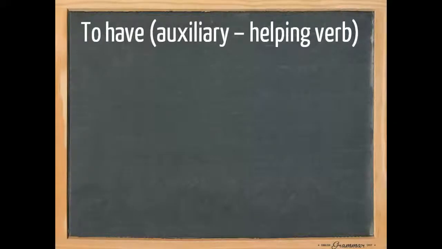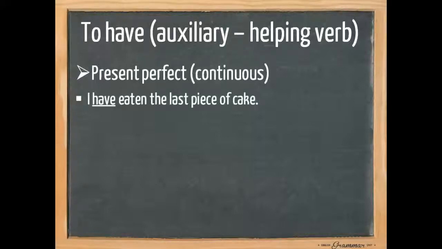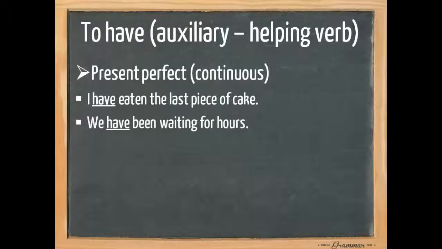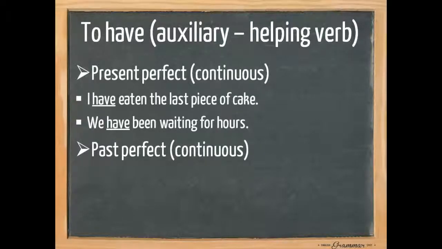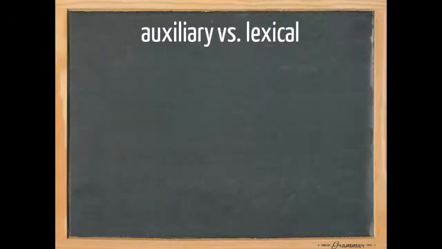Now let's have a look at to have as a helping verb or a primary auxiliary. We use to have to form a present perfect or a present perfect continuous. I have eaten the last piece of cake, and we have been waiting for hours. We also use to have for the past perfect and the past perfect continuous, but we need to put to have in a past tense, which is had. You had taken the test, and they had been working late at night.